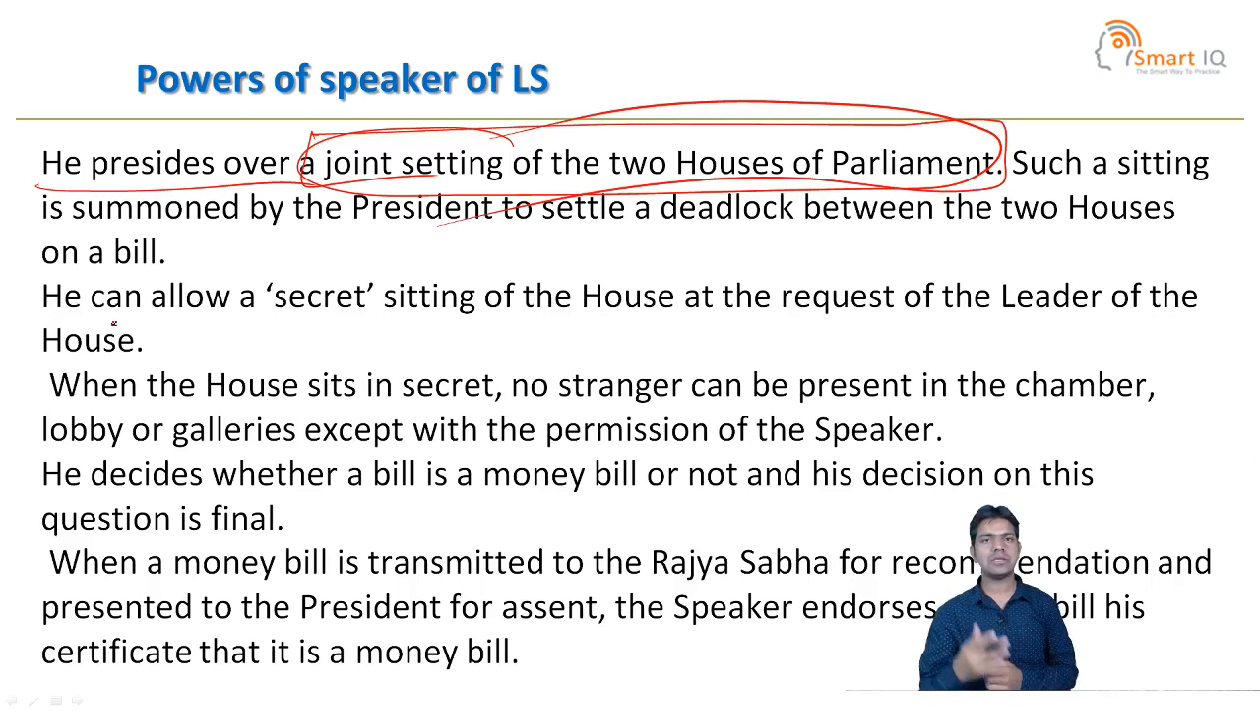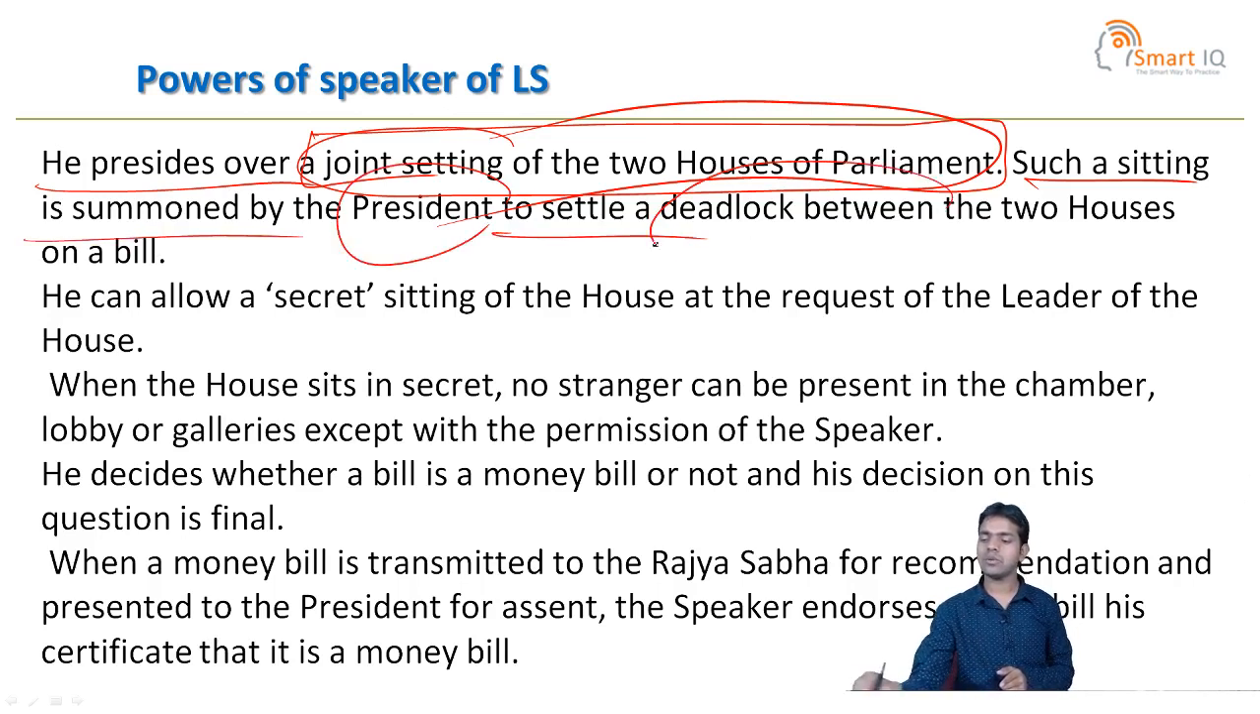Whenever there is a deadlock between the two houses of the Parliament, that is the Rajya Sabha and the Lok Sabha, the President calls the joint sitting of the Parliament. The joint sitting is presided over by the Speaker of the Lok Sabha. This is very important. Such a sitting is summoned by the President to settle the deadlock between the two houses of the Parliament on a particular bill.